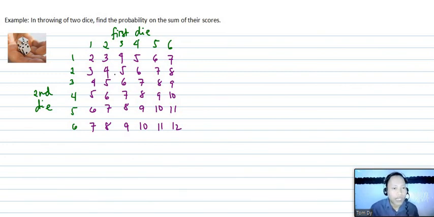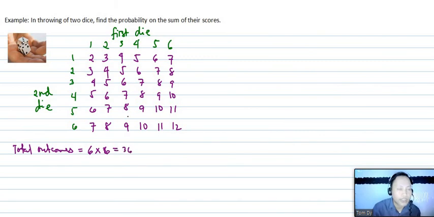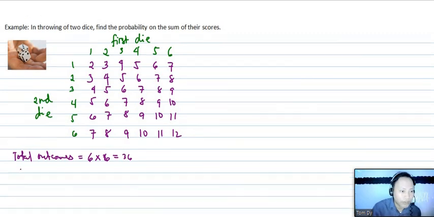So the total outcomes, if you have noticed, we have here 1, 2, 3, 4, 5, 6, and then 1, 2, 3, 4, 5, 6. So all in all, there are 36. 6 times 6, that is 36. Okay. So these are our total outcomes, which is equivalent to 6 times 6, that is 36.